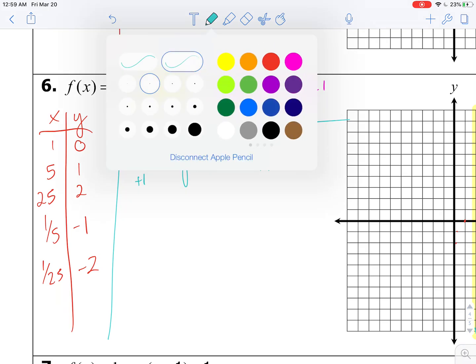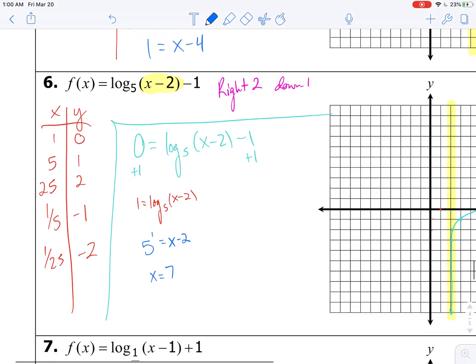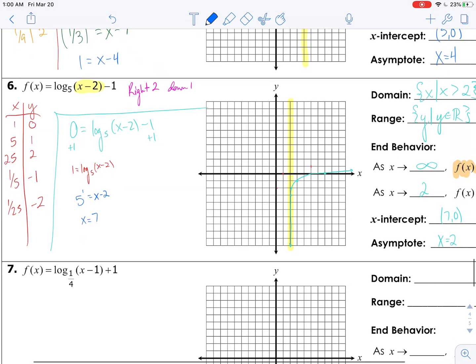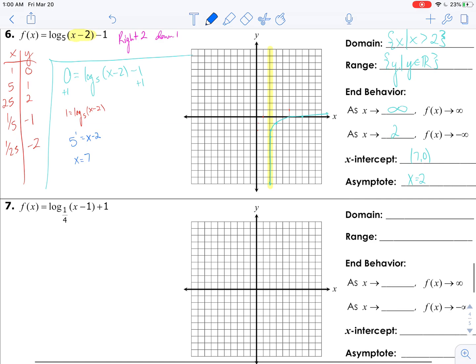Now let's add 1 to both sides. So what are we looking at here? 1 equals log base 5 of x minus 2. And again, anytime I've got a log equal to a number, write that in exponential form. So 5 to the first equals x minus 2, or 5 equals x minus 2. So x equals 7. Sure enough, we're pretty good at graphing, it turns out. Which is a nice thing to know. Good to know we're not doing too bad here.